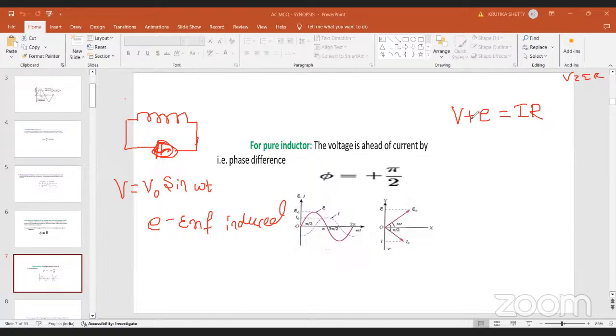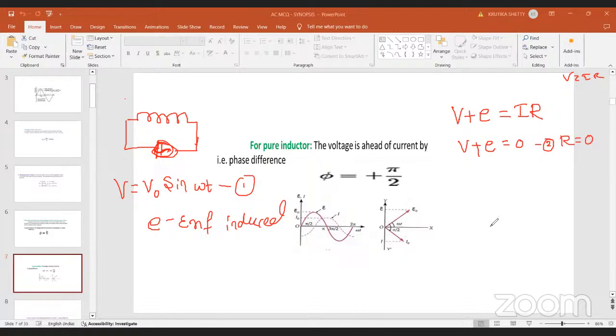According to Kirchhoff's law, the summation of both, V plus E, is equal to IR. As you know, the circuit is a pure inductor circuit. So what is the resistance value? The resistance value is 0. Therefore the equation becomes V plus E is equal to 0. Make it equation 2, because equation 1 is V is equal to V naught sin omega t. Hope it is clear to you.